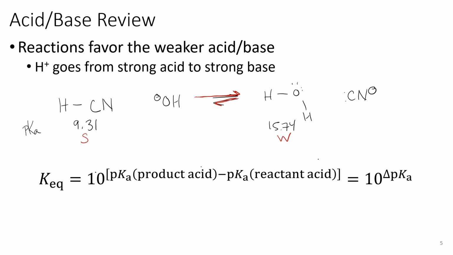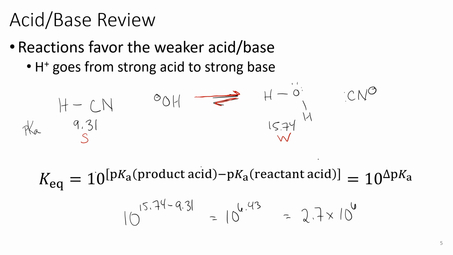And I can do that by taking 10 to the pKa of the product acid minus the pKa of the reactant acid, or 10 to the change in the pKa value. What this means for us, remember, change is always final minus initial, so it's the final, which would be the product, minus the reactant. So in this scenario, it becomes 10 to the 15.74 minus 9.31, which would become 10 to the 6.43, which if we plug that into our calculator gives us a value of 2.7 times 10 to the 6th.